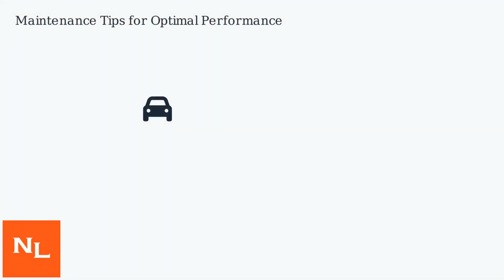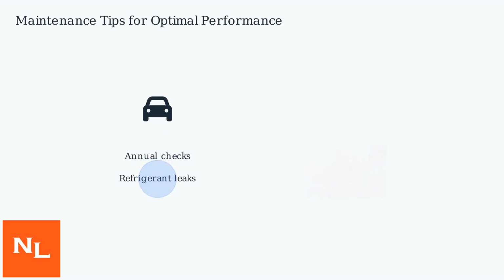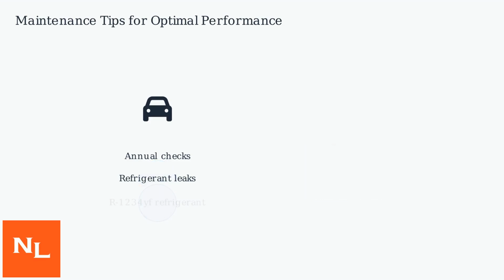Proactive maintenance is key to keeping your W245's climate control system running optimally. Annual checks can prevent most climate control failures. Refrigerant leaks are a common issue. Have the system inspected and recharged as needed. Consider retrofitting to R1234yf refrigerant for improved efficiency and environmental compliance.